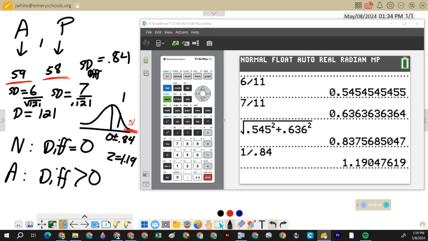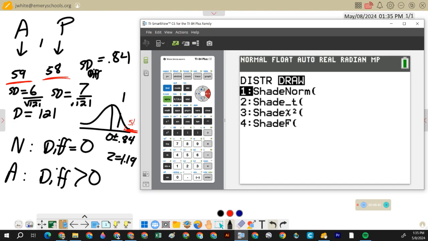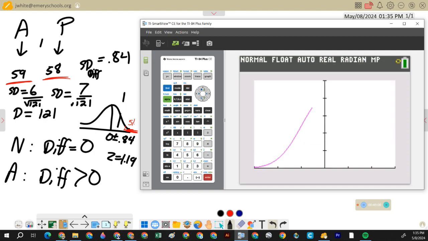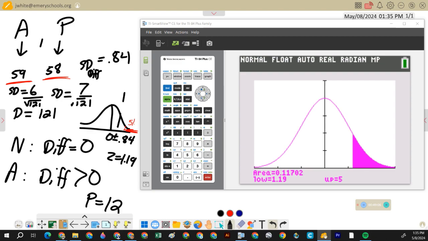So I'm going to take my shade norm, and I'm going to shade from 1.19 to 5. Oh, that's not going to work, huh? And I get a p-value of 12. Well, 12 is bigger than 5, which means we accept the null, which means there's not enough evidence to say that my drug was better than a placebo.